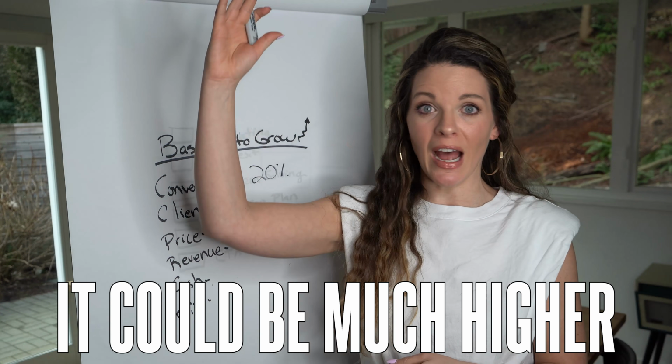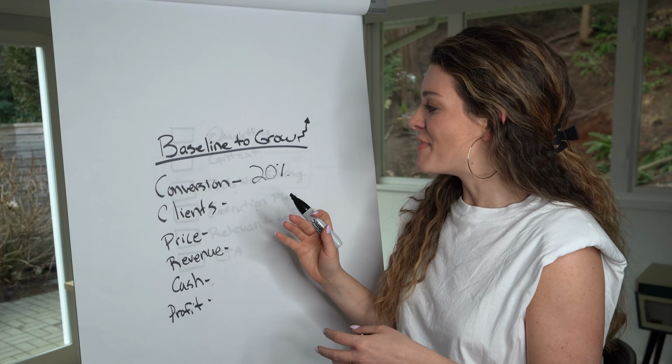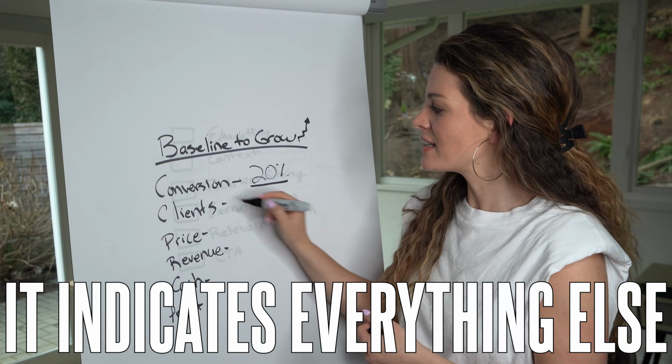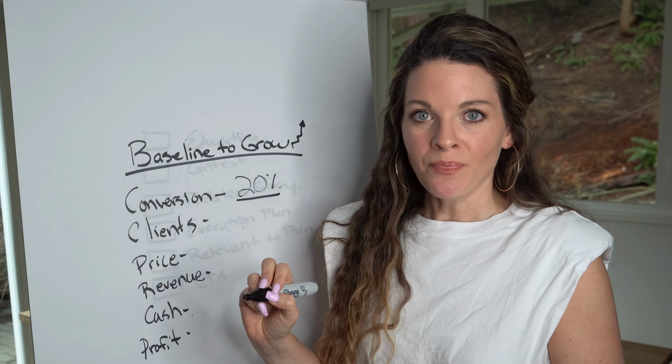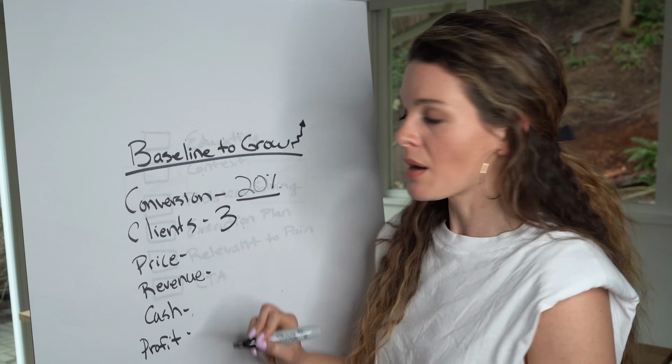It could be much higher than that. We have clients who are all the way up at like 90% conversion rates. And then we have people who are a little bit lower. But when you know this, it indicates everything else. So let's say you want to get 3 clients a month. That's the number of clients, okay?